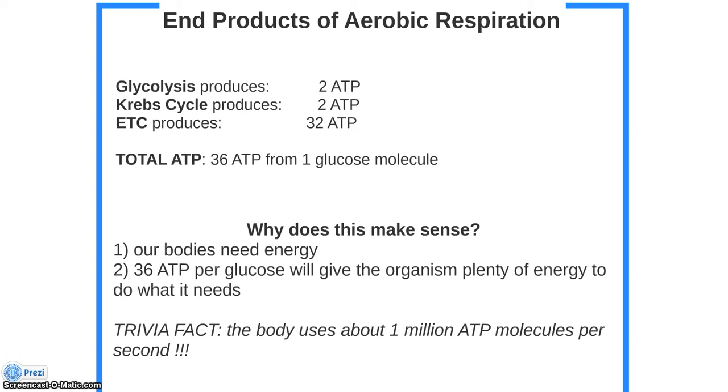So why in the world does this make sense? Well, obviously our bodies need energy to do anything and everything. Breathing, sleeping, digestion, thinking, blinking, you name it, and energy is needed. So getting 36 ATPs per glucose will give that organism plenty of energy to do whatever it needs to do. And in actuality, as a trivia fact, the body uses about 1 million ATP molecules per second.